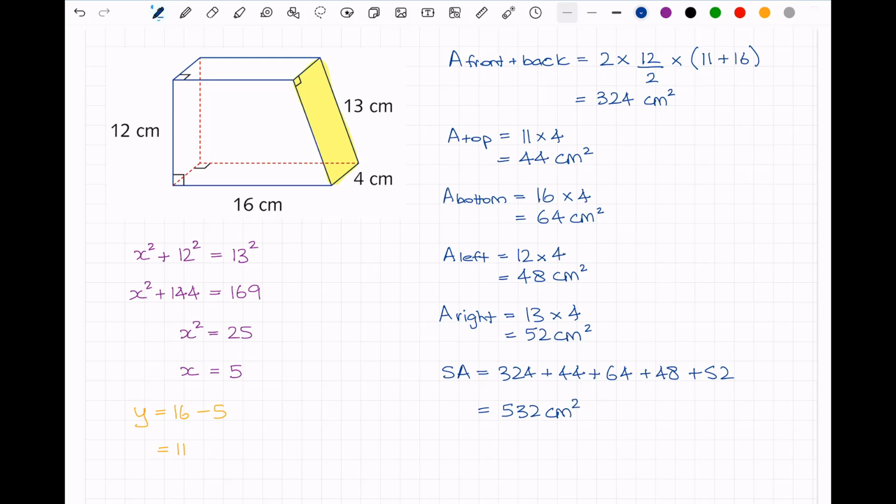That's how you tackle that challenging question. Same process as always in terms of working out the various areas of the individual sides and then adding them up. The key challenge was finding that unknown side, and that is the way in which these surface area questions can be made more challenging. You may be required to use some prior knowledge, whether it's Pythagoras' theorem or some other geometric knowledge that requires you to work out an unknown, and then you just follow the process as we have been, working out the individual areas and then adding them up.